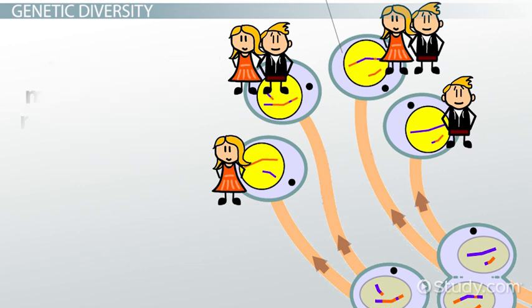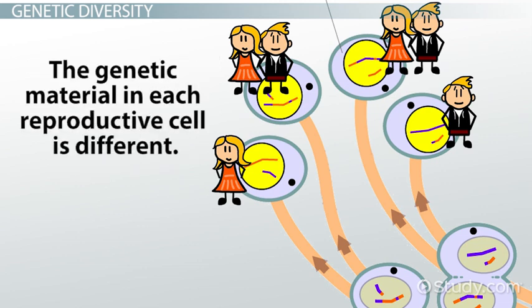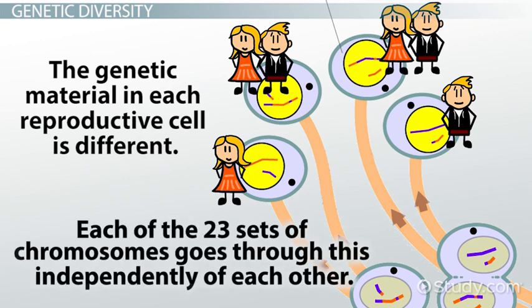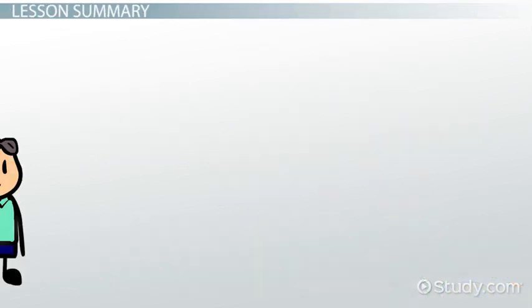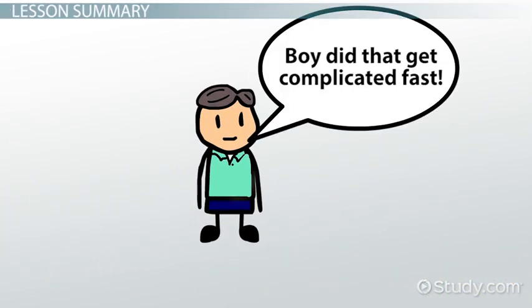That means the genetic material in each reproductive cell is different. To make things even more interesting, each of the 23 sets of chromosomes goes through this independently of each other, so the combinations of sister chromatids in the reproductive cells varies every time the process of meiosis occurs. Boy, did that get complicated fast.